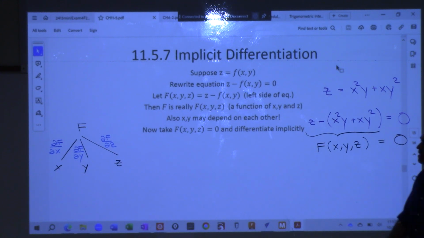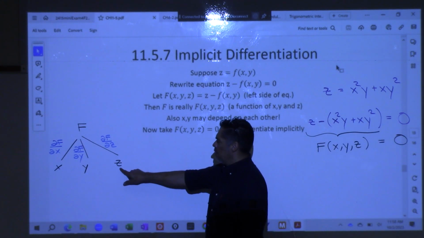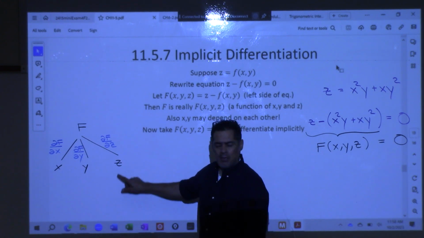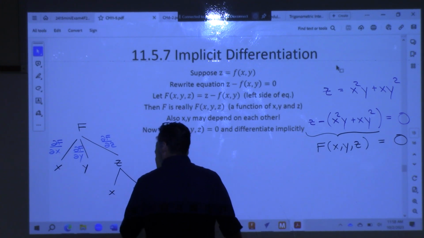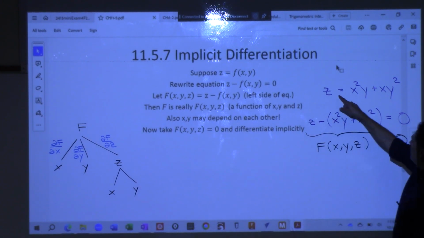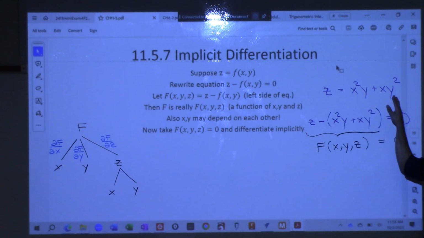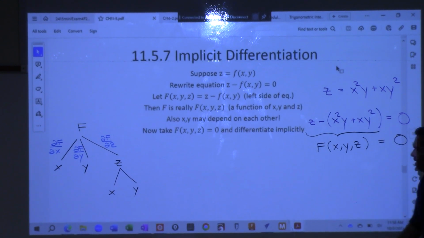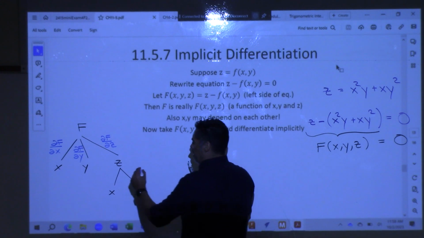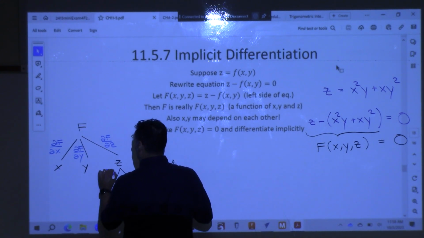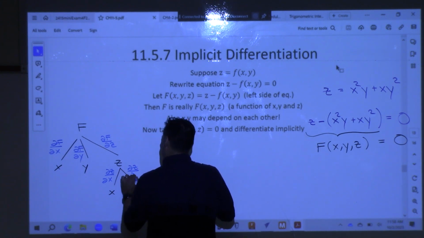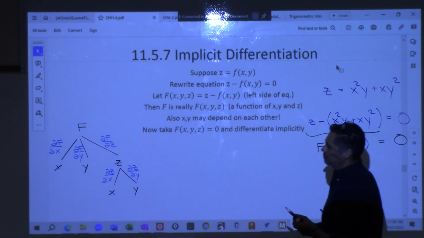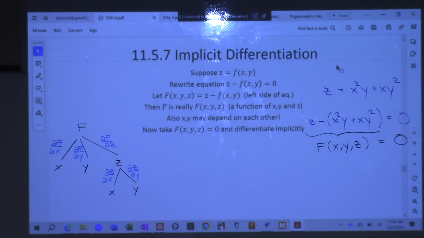We know that z depended on what? X and y, didn't it? So I'm going to continue this tree, and I'm going to say, hey, that z depends on x and y. We know that because of this, right? Z depends on x and y. So now down that branch right here, I have partial z with respect to x, partial z with respect to y, right? Y'all still with me?